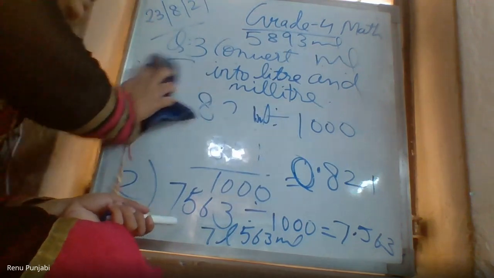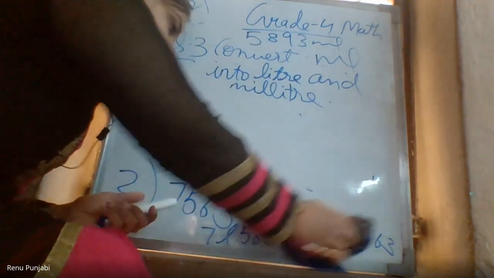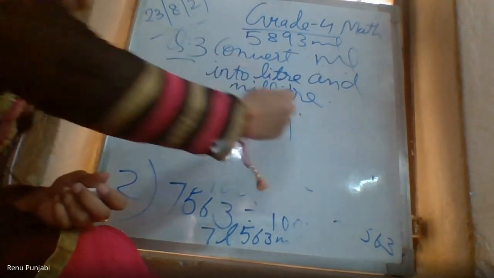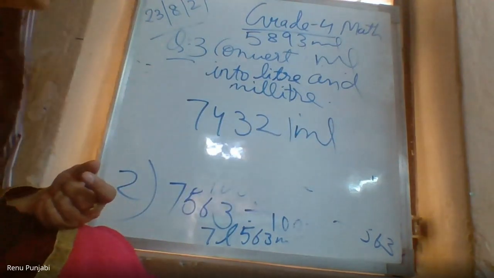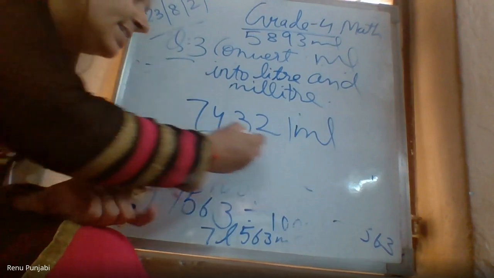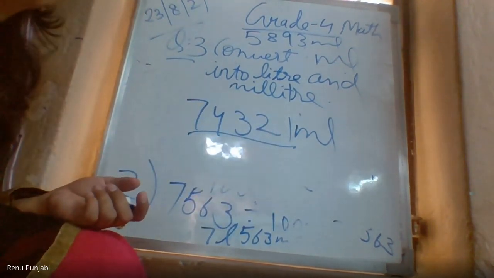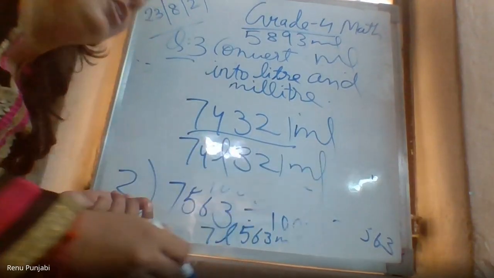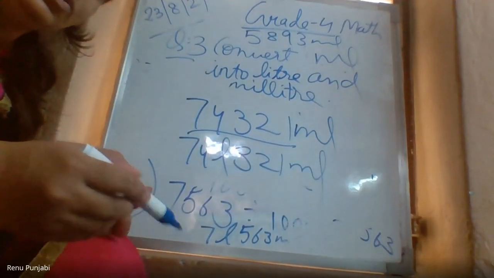Okay. Suppose I have a 5-digit number, 74,321 milliliter. Can you tell me how many liters in this? Who knows the answer? How many liters and how many milliliters? Ma'am, 74 milliliter. It's already in milliliter. Now you are converting them into liter and milliliter. 74 liters. Yes. And how many milliliters? 321 milliliter. Don't get yourself confused.